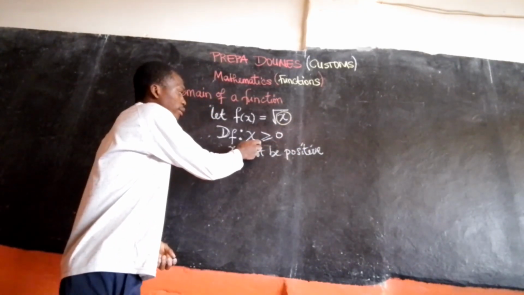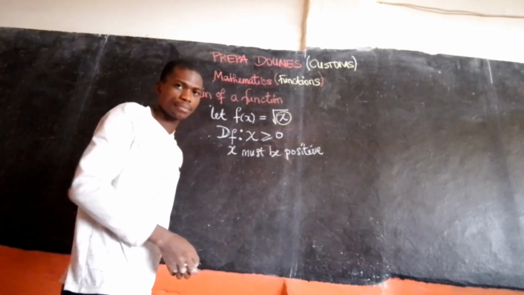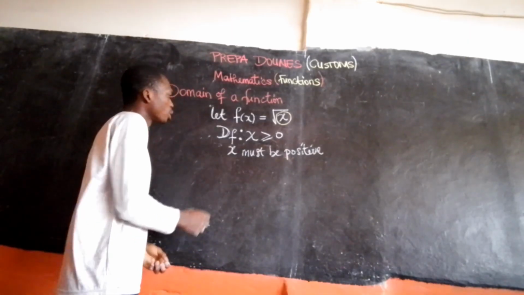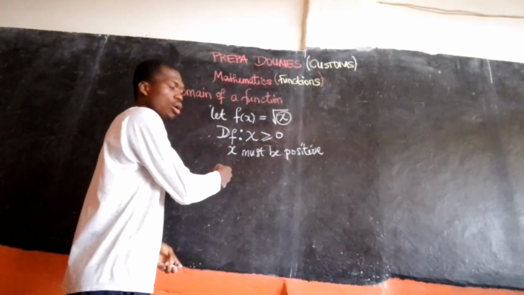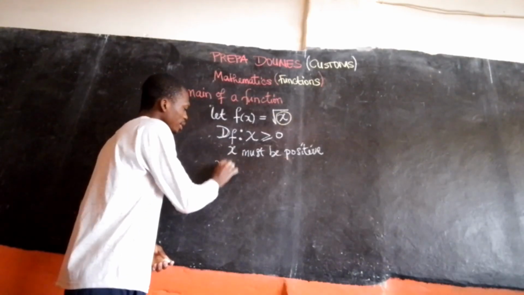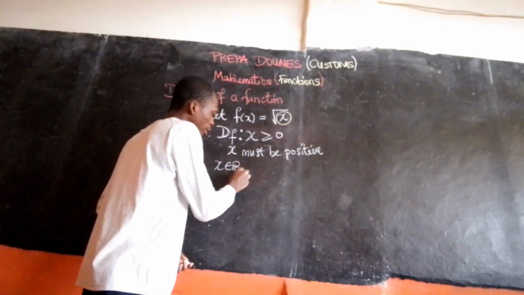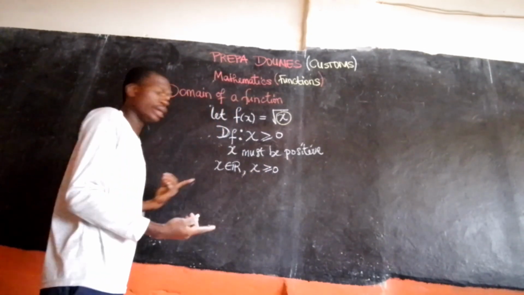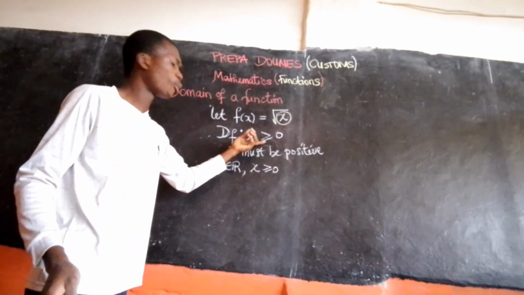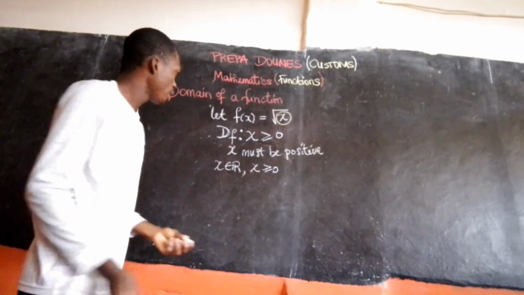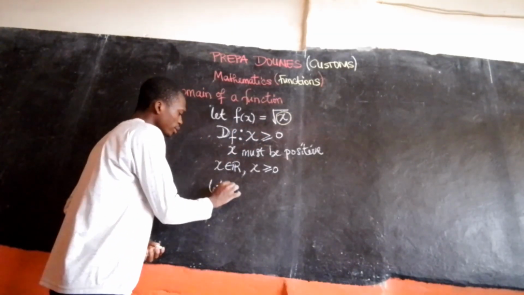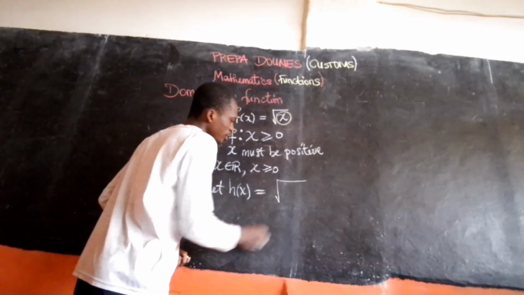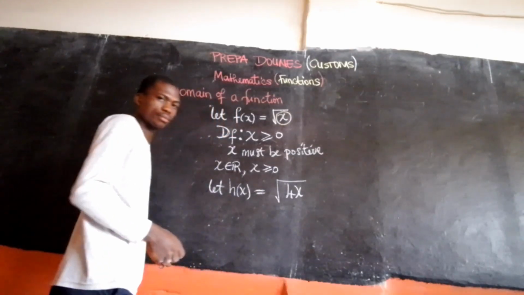So it's simple. This is the domain for this one, just like that. X greater than or equal to 0. Or someone could still put that x is an element of the set of real numbers, but x greater than or equal to 0. It's still the same thing, alright? This is the most common way of just writing the domain of such a function. Now, let the function h of x be equal to the square root of 4x.